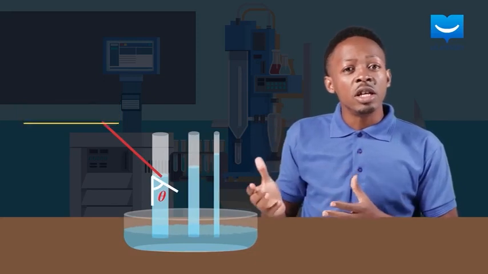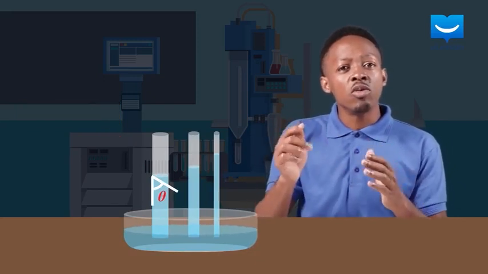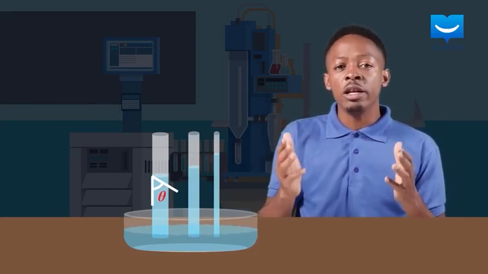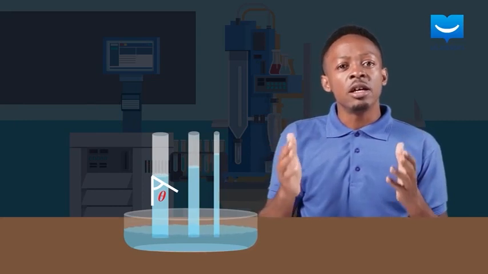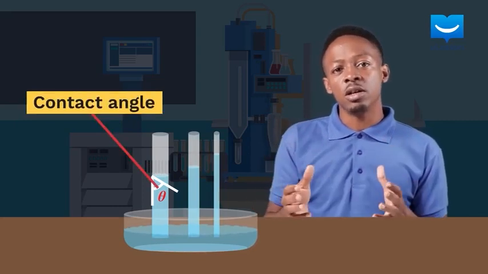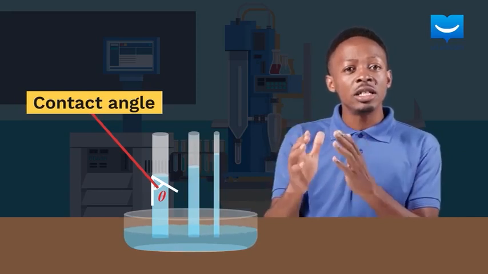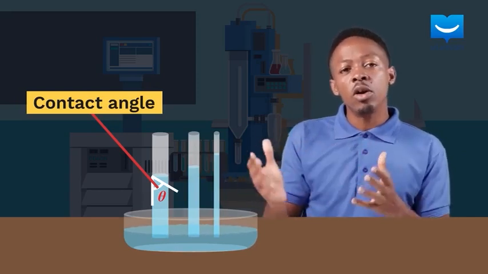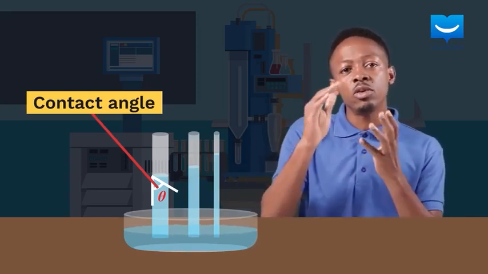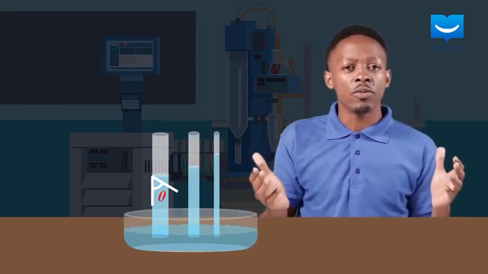Observe from the image that the meniscus makes an angle with the wall of the tube that we labeled theta. This is known as the contact angle. The contact angle is an angle measured between the tangent to the meniscus and the wall of the tube at the point where this liquid meets the wall of the tube.